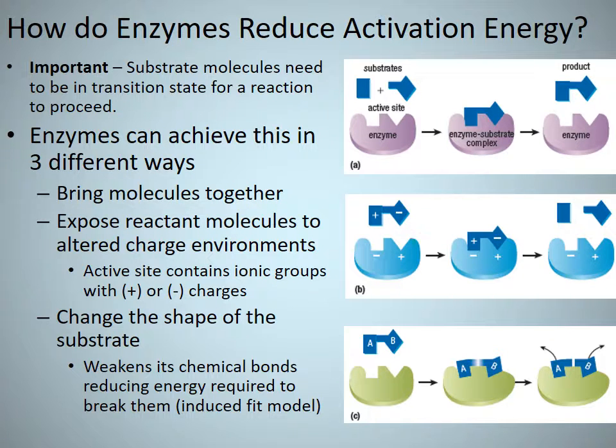How do enzymes reduce activation energy? There are three different ways. Essentially, bringing molecules together, so substrates and the active site, bringing the substrate together in the active site of the enzyme. Essentially, an enzyme can expose molecules to altered charges of environments, so again, it could change the polarity of the molecule. And enzymes can also change the shape of the substrate.